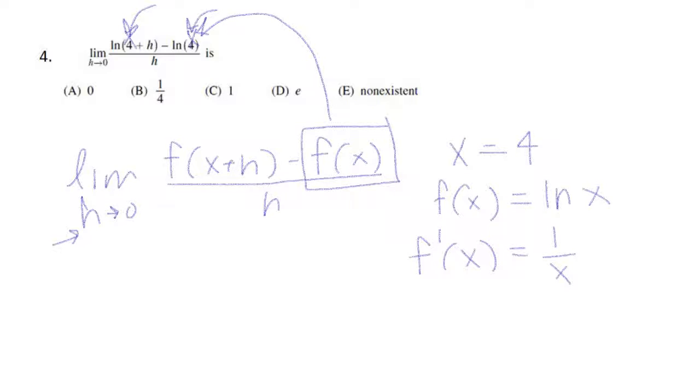And so what am I going to get when I let x be 4? 1/4. So the answer is B. And I know that's tough. A lot of people get stuck on those, and I understand.